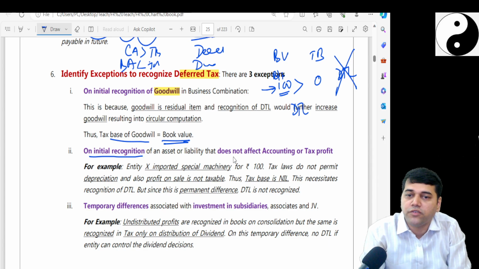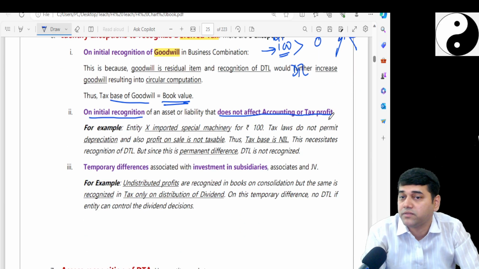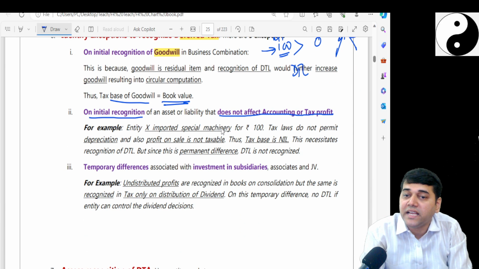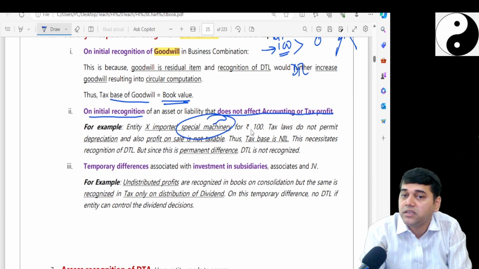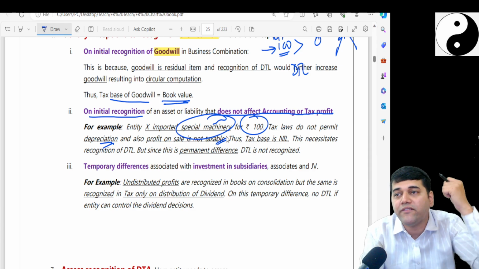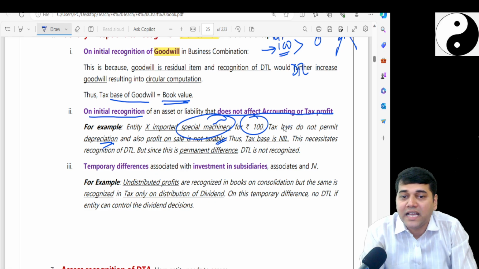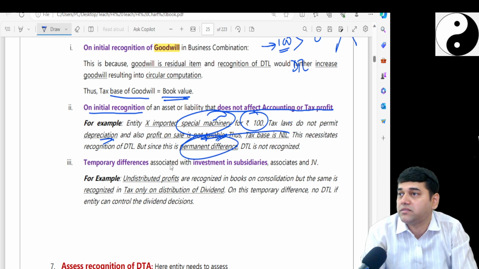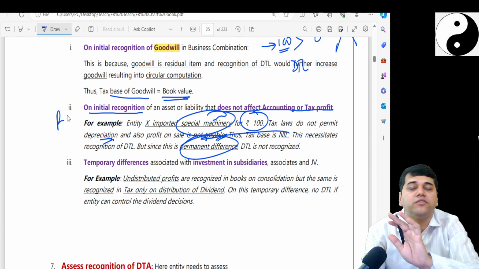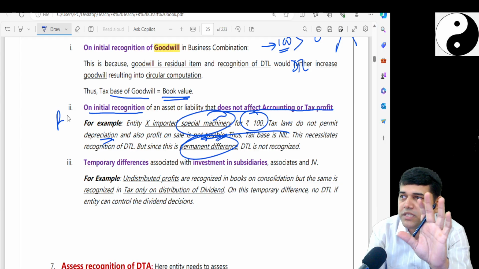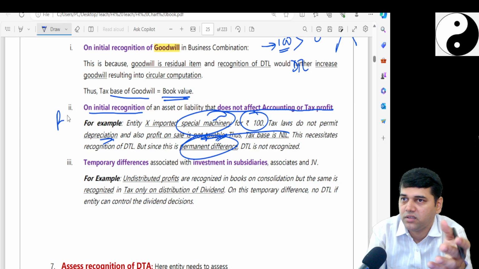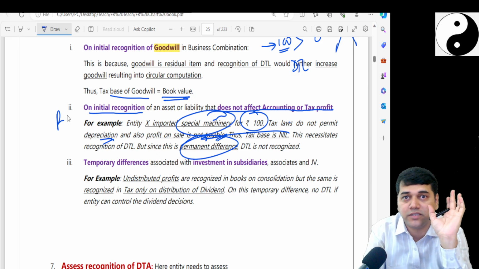On initial recognition of an asset or liability that does not have effect on accounting or taxable profits. For example, entity X imported a special machinery of 100 rupees. Tax laws don't permit any depreciation and profit on sale is also not taxable. That means tomorrow you don't have any implications of tax. Tax base is nil, but this is a permanent difference. So that's why the standard says on permanent differences don't do it. Anyhow, not much application, students. We will move on to the questions now because our major problem is done, tax base discussion.